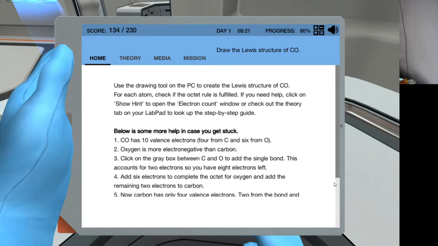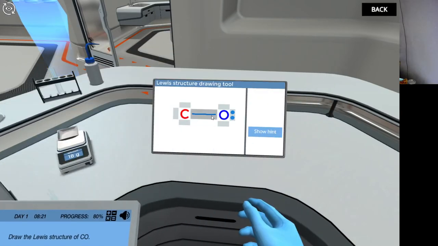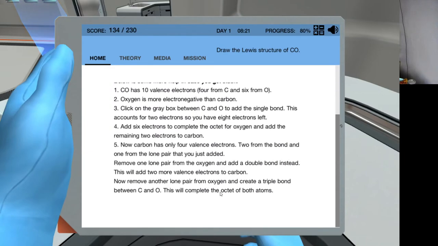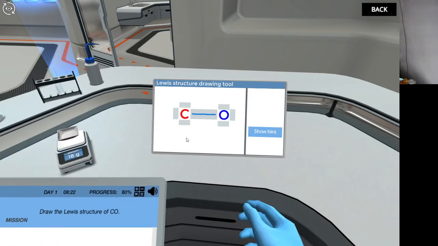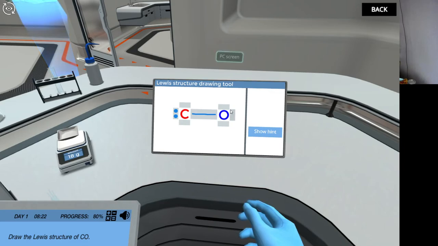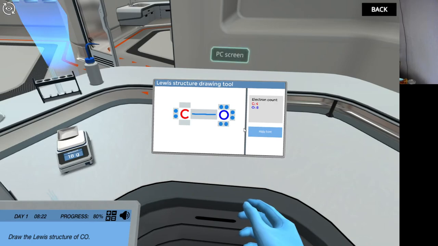Click on the gray box between the atoms to add a single bond. This counts as 2 electrons. Add 6 electrons to oxygen. Only 4 valence electrons: 2 to form the bond, 1 pair that you just added. Oxygen has 8? Oh, okay, that's what it's saying.